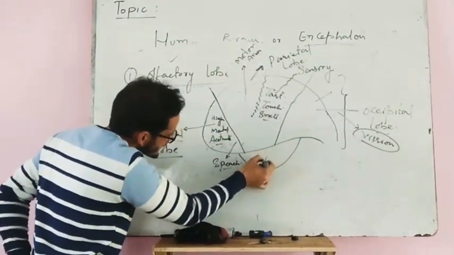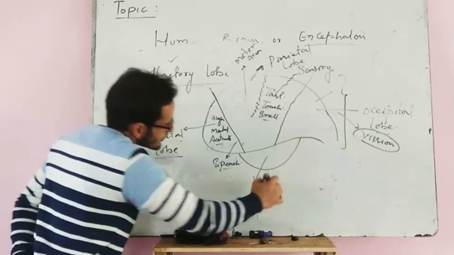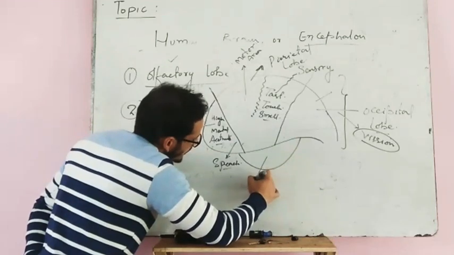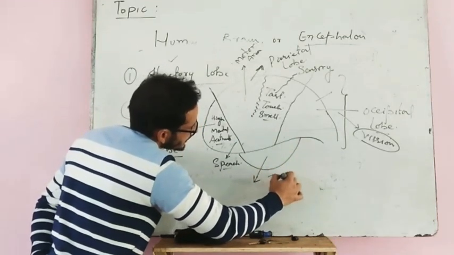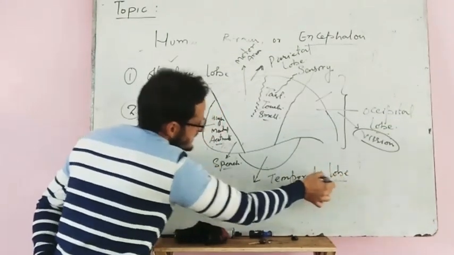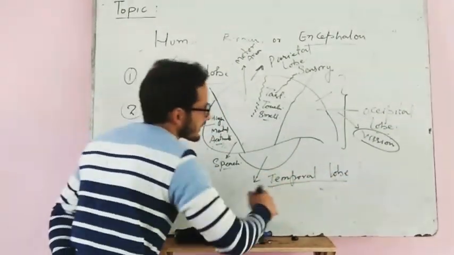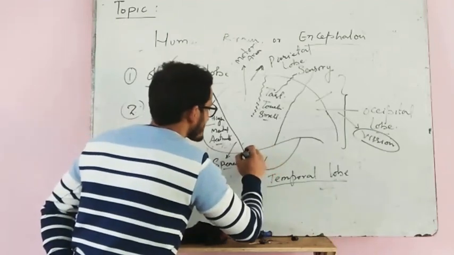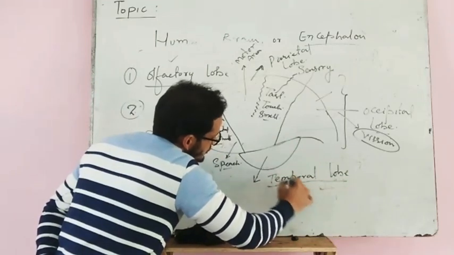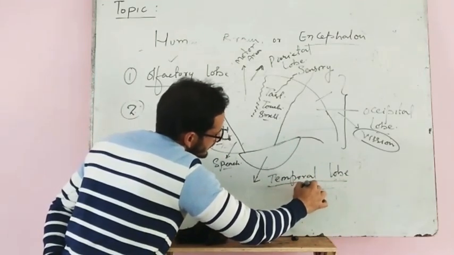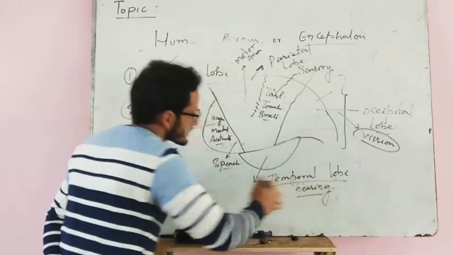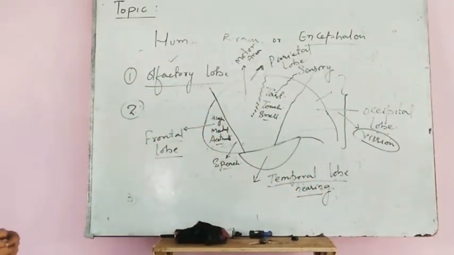Then the fourth lobe of the cerebrum, which is just below these three lobes, is the temporal lobe. This temporal lobe is also called the auditory lobe because its function is to receive the stimulus of hearing. It is related to hearing.